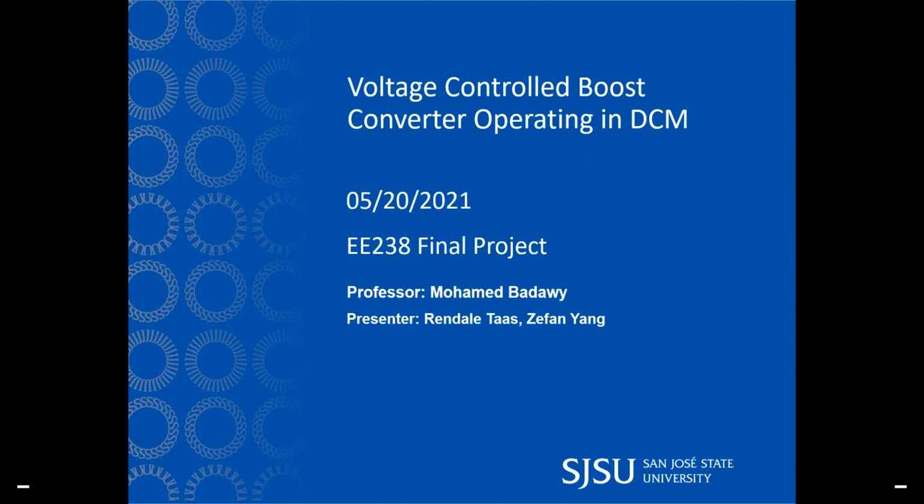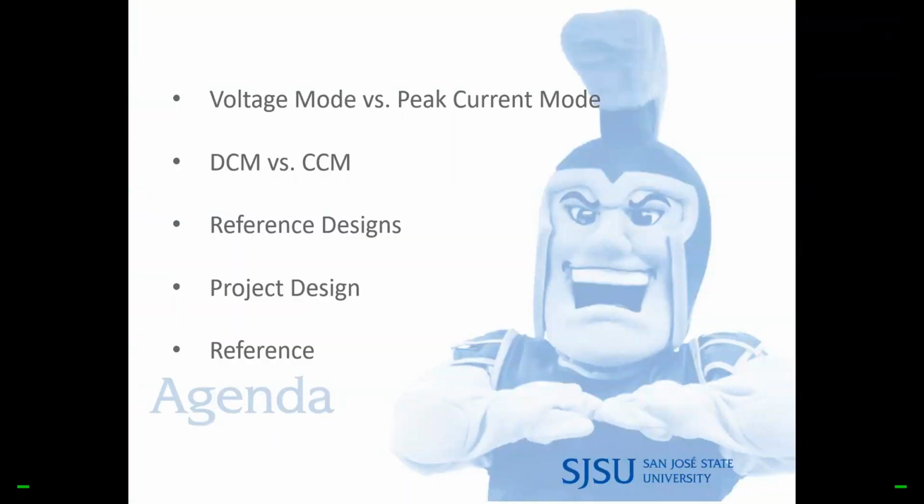We are working on a voltage control boost converter operating in discontinuous mode. So here we have a quick agenda. First we'll talk about what voltage mode control and current mode control are. Next we'll talk about discontinuous conduction mode and continuous conduction mode. Then we'll present some reference designs with different compensation topologies and what they are using in the industry. And lastly, we will briefly go through our project design.